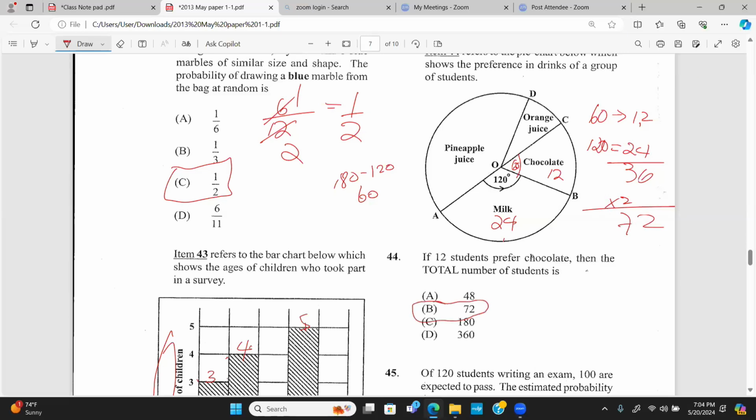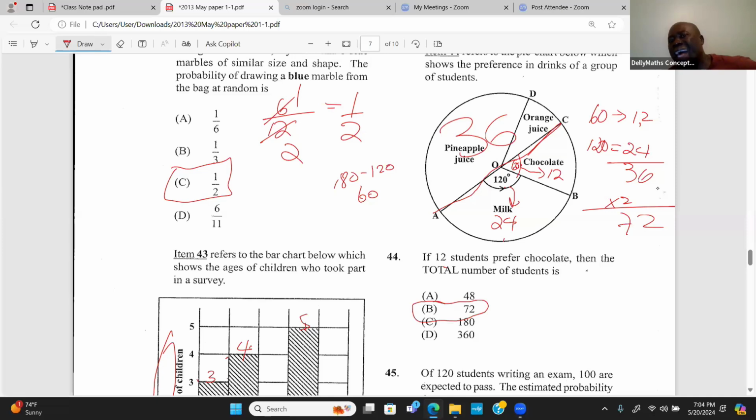Because the question asks for the total number. So that's one of the ways that you could work it. It's a very simple way. Just take your time, work it, relate. So again, since 60 was linked to 12, 24 will link to the 120 because it doubles. And then you would have seen that this is half of the circle. So the other half must be 36 as well. So 72. Because the question asks for the total.